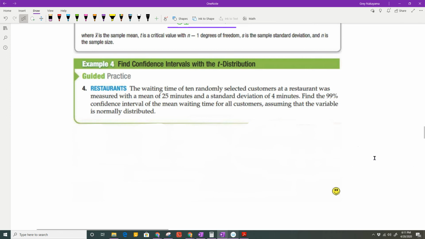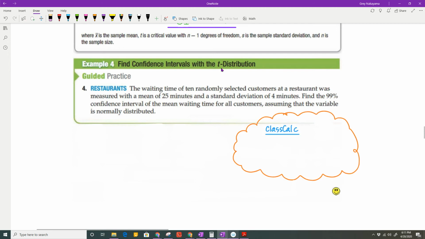So I have the waiting time of 10. There's my sample size of less than 30. The waiting time of 10 randomly selected customers at a restaurant was measured with a mean of 25 minutes and a standard deviation of 4 minutes. Find the 99% confidence interval of the mean waiting time for all customers, assuming the variable is normally distributed. So what is different about this? My sample size is less than 30, so instead of a normal distribution, I'm using a t-distribution.